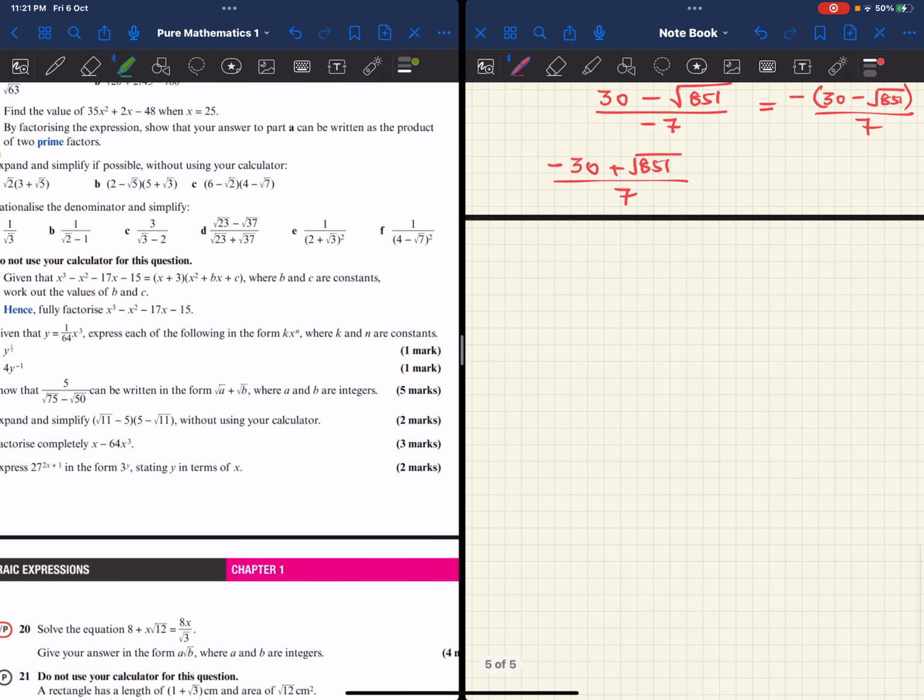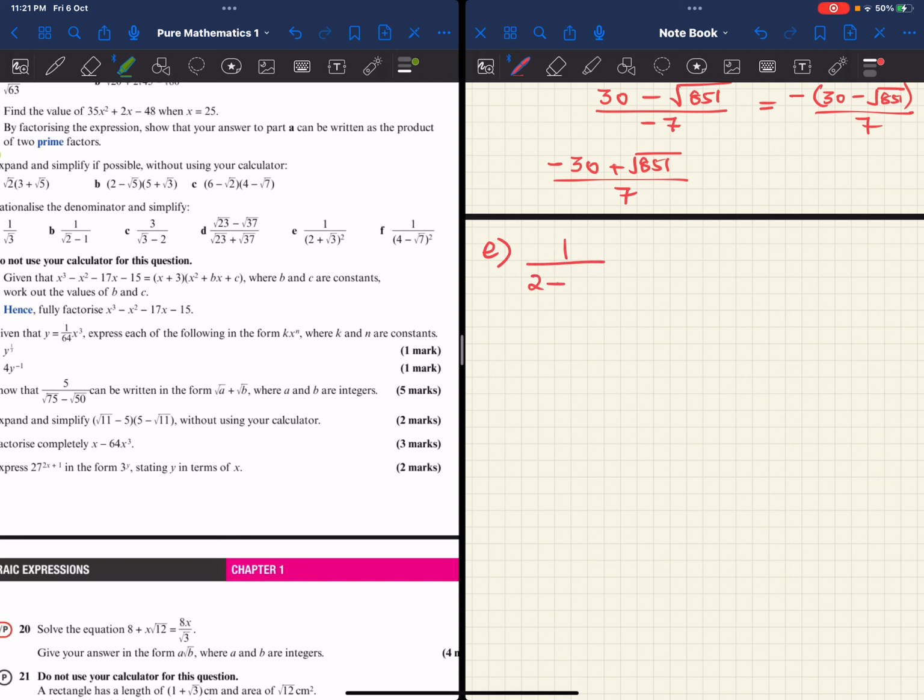Moving on to question E, we have 1 divided by 2 plus root 3 the whole squared. So before working out for rationalizing, we will first work out the bracket and simplify the denominator. The denominator is in the form of a plus b the whole squared, which expands to give us a squared plus 2 into a into b plus b squared. So let's work out the denominator.